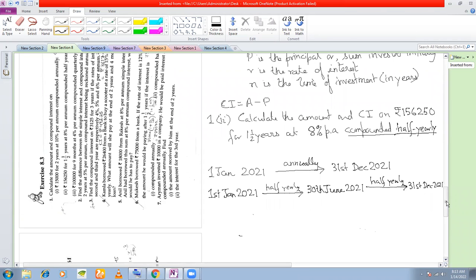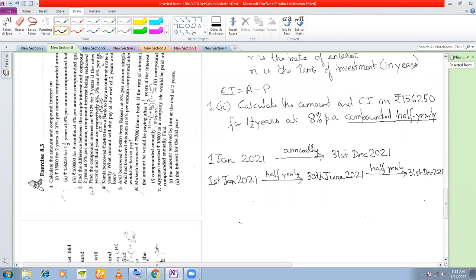Yes, sir. Another concept is that of quarterly. Let's see what quarterly means. In case of half yearly, what are you doing? You are dividing 12 months into two parts, 6 months, 6 months, right? In case of quarterly, quarter is 1/4. So you are dividing the year into four parts. 3 months, 3 months, 3 months, 3 months, right?